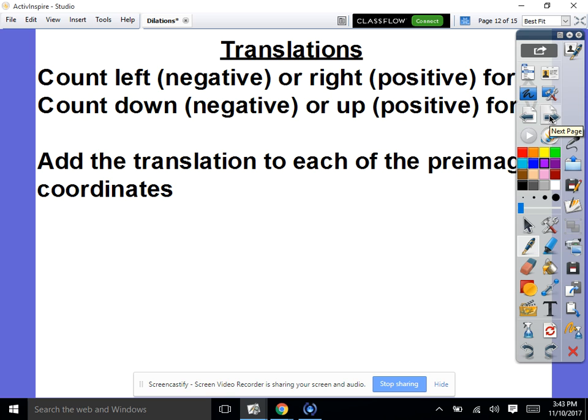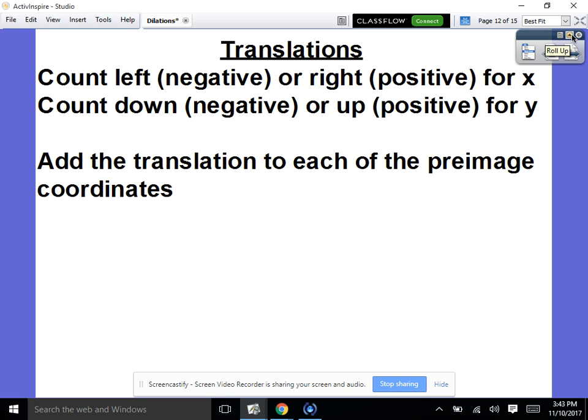All right, and just a review, because we will be having a quiz on Wednesday over transformations. With translations, you count left for negative or right for positive for x. You count down, negative, or up, positive for y, and you add the translation to each of the pre-image coordinates.